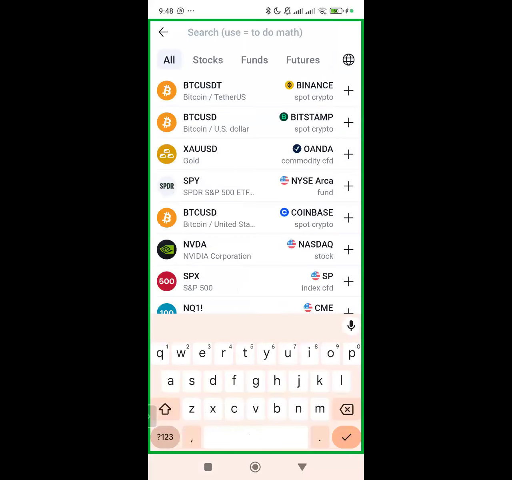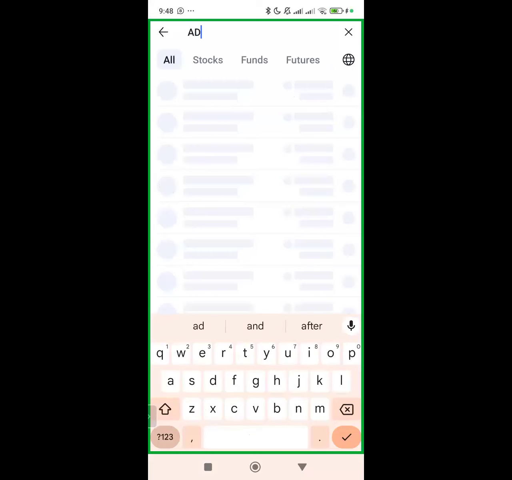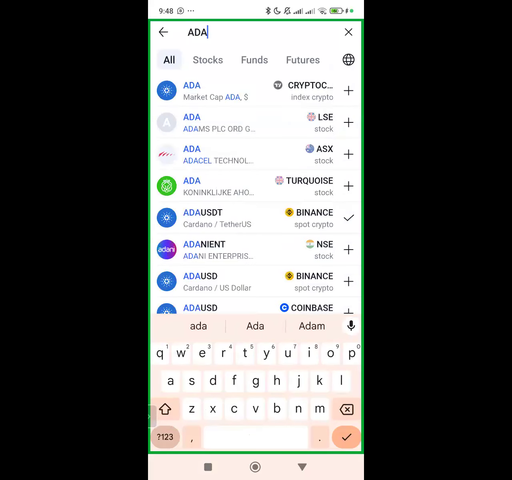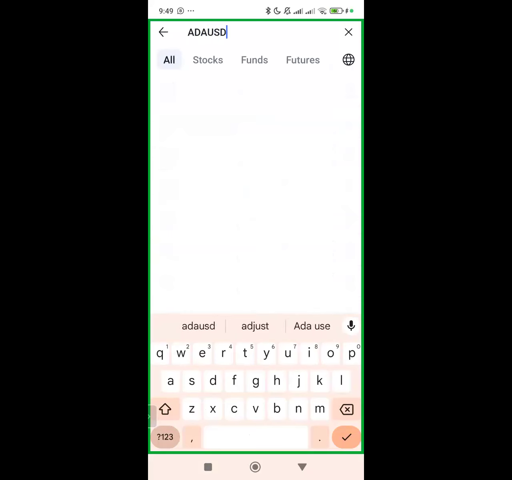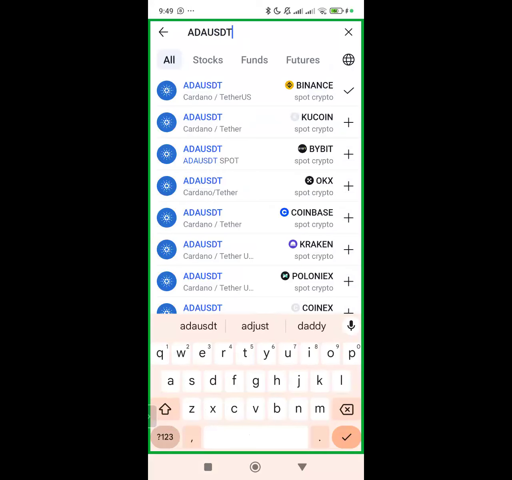So in this case, we are going to search for ADA. But you don't just add or write ADA. Before you get the right ADA, you must add USDT so that you won't end up adding the wrong one. So ADA USDT, which is the base pair. Now you can see it gave a result, and the first result is the right one to add.